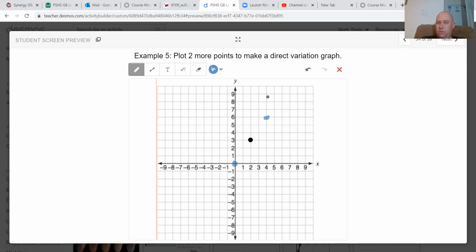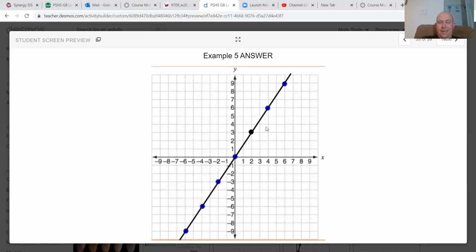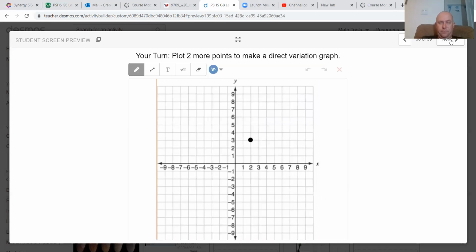If it says plot 3 more, then do it again. Up 3, across 2. You can also go backwards from this as well. You could go 2 to the left and 3 down, and then go 2 to the left and 3 down as well. But just make sure that it's a straight line and it goes through 0, 0. So 0, 0 should always be your first point. And actually, any of the blue dots on here, you can clearly see lie on the line and go through 0, 0. So any of those would be correct.